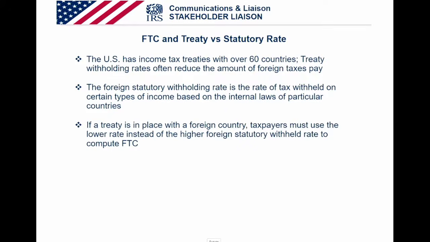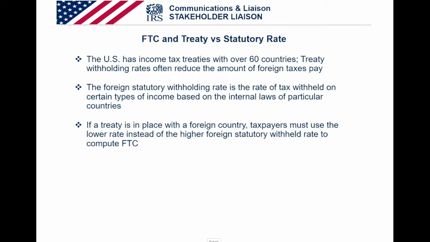Now, the U.S. has tax treaties with many countries. And under the terms of these tax treaties, residents or citizens of the U.S. are taxed at a reduced rate or are sometimes even exempt from foreign taxes altogether on certain types of income received. And portfolio income is very common. That's the typical situation that we see.